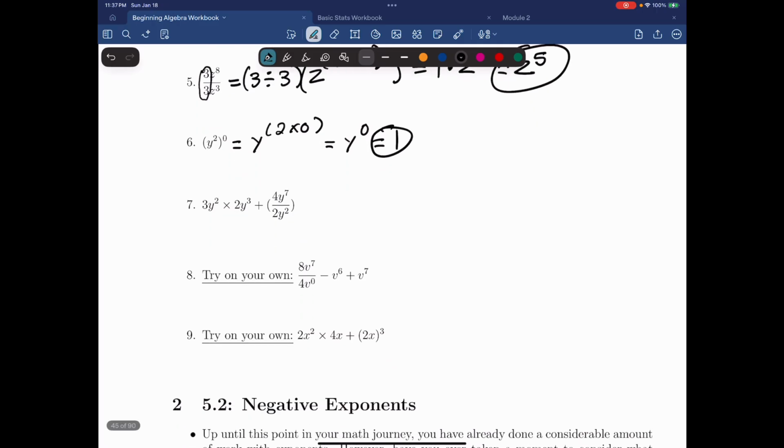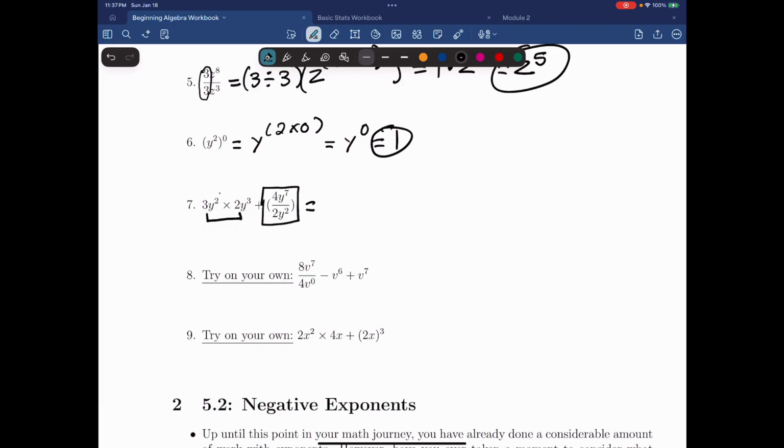All right. So looking at example number 7, we have 3y squared times 2y cubed plus 4y to the 7th power divided by 2y squared. So to solve this, I'm going to multiply these two terms together, and then I'm also going to simplify this as well at the same time. So let's do this first.